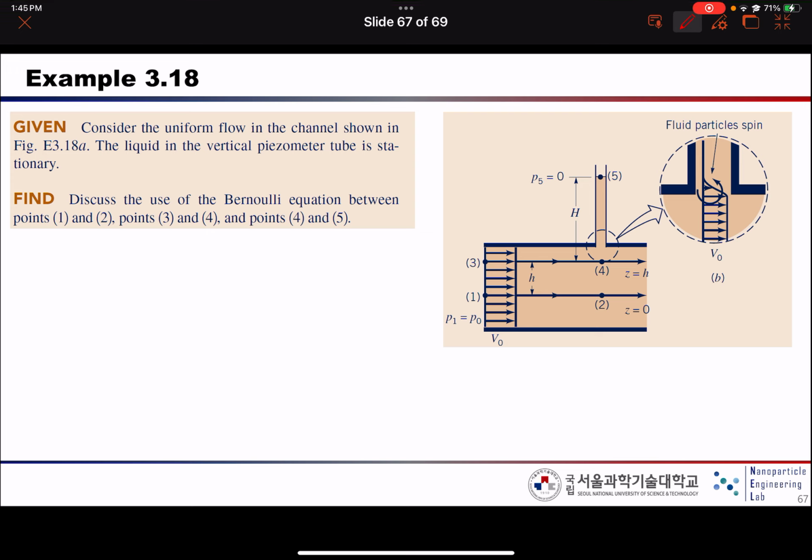Okay, let's solve example 3.18 together. Okay, please stop the video, and if you're ready to solve this example, then let's come back and solve this example together.